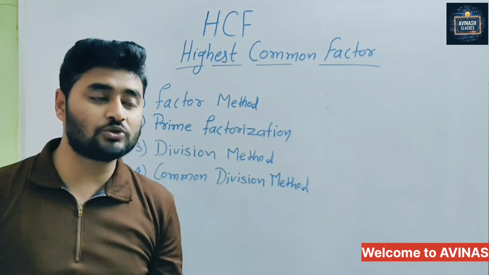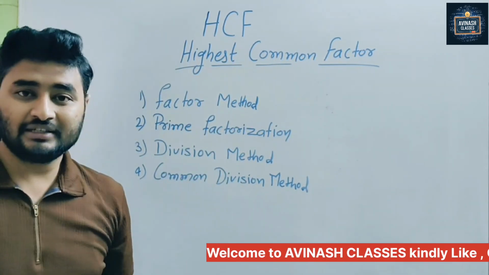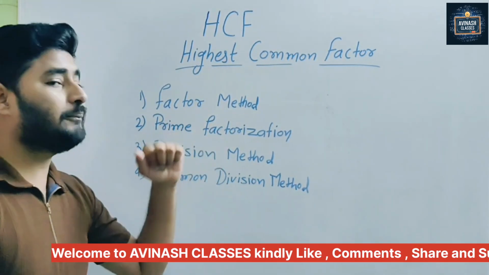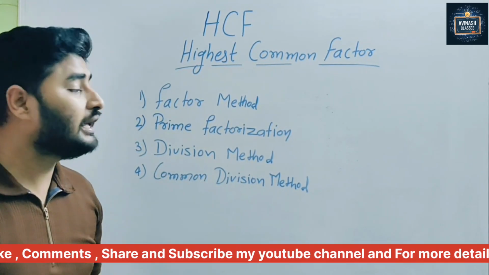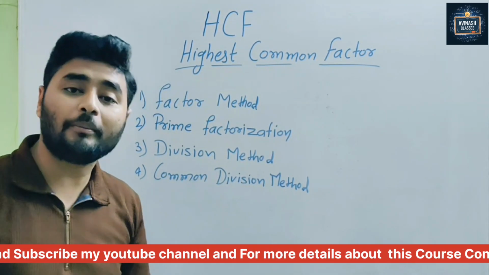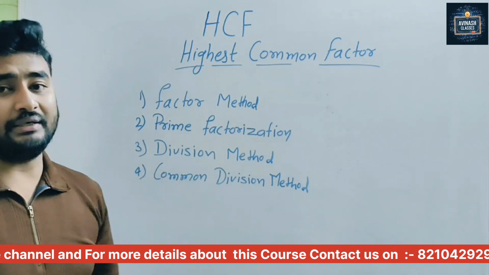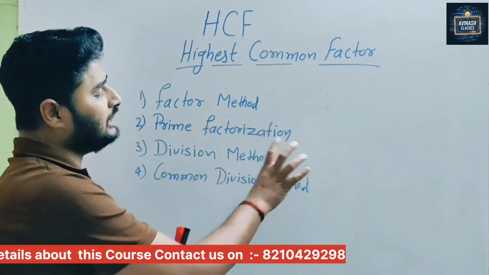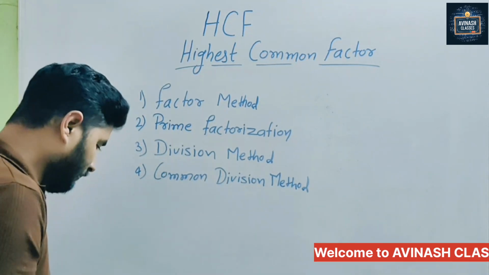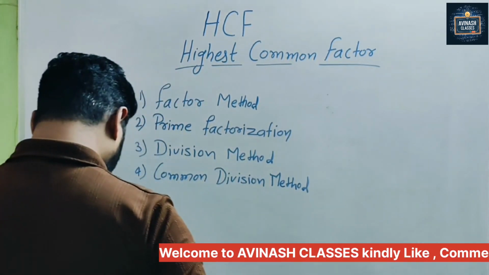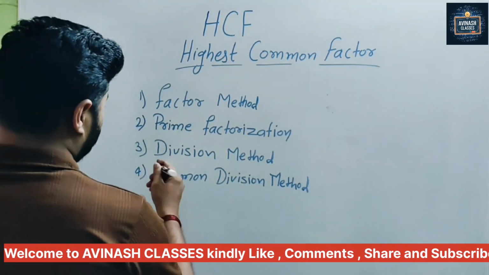So first method is called what? Factor method. Second method is called what? Prime factorization method. Third method is called what? Division method. And fourth method is, sir, common division method. Okay, but these first 3 we learn, and the last one we can forget, that's no problem. This we have to keep in our mind. Okay, so what we will do, we will continue with this one.